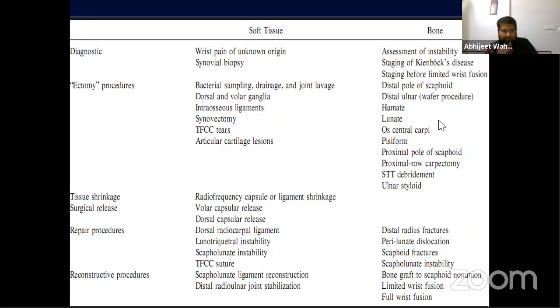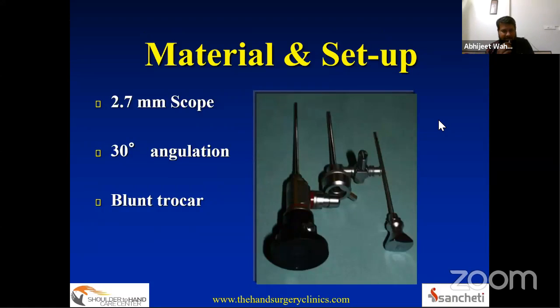If you were to classify the indications into diagnostic, ectomy, tissue shrinkage, and surgical release procedures, or reparative and reconstructive procedures for soft tissue and bone, you can see that there's a litany of indications that you could address with wrist arthroscopic techniques. So let us go to the material and setup.